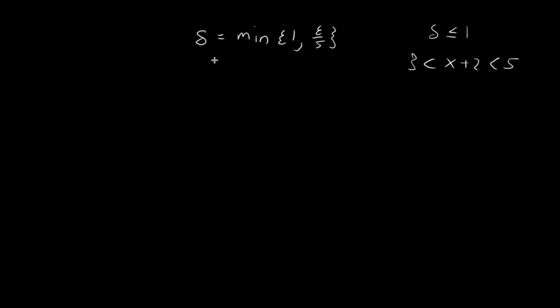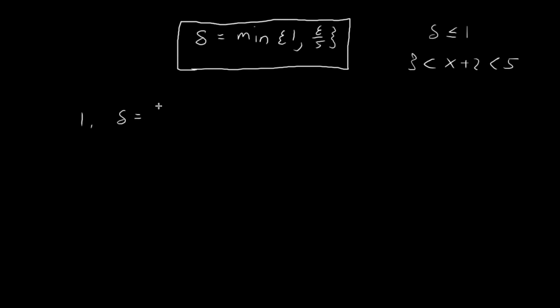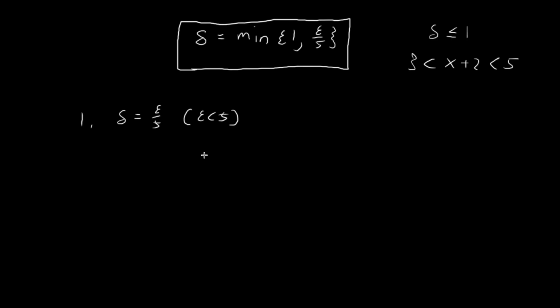And now I can actually show you that this choice of delta would actually allow us to construct the epsilon-delta definition. So in order to do this, I'm going to break this up into two cases. So the first case is when delta is equal to epsilon over 5. So this would correspond to the case when epsilon is smaller than 5. And there's a second case when delta is equal to 1. And this would be the case when epsilon is larger than or equal to 5. So I'm going to analyze both cases separately.